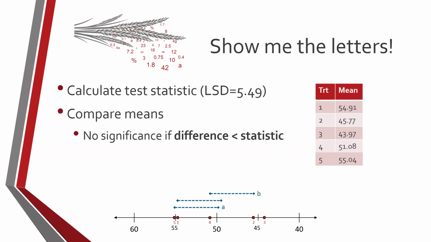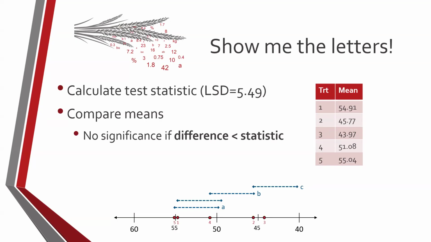The next range does include treatment 2. So treatments 4 and 2 are assigned the letter B. Now the next range includes treatments 2 and 3, and so we assign that C. Now there are no more means without a letter, so we're finished.